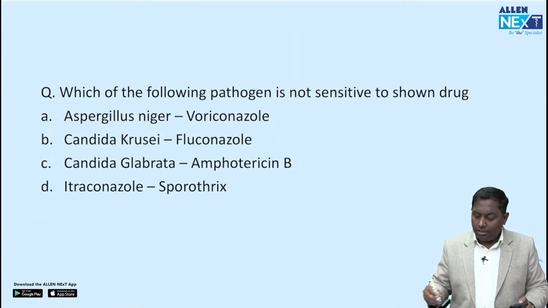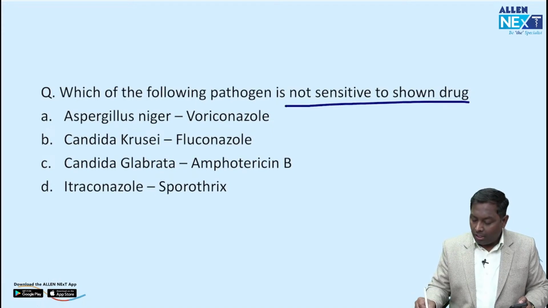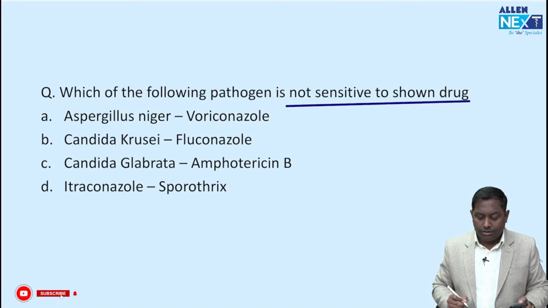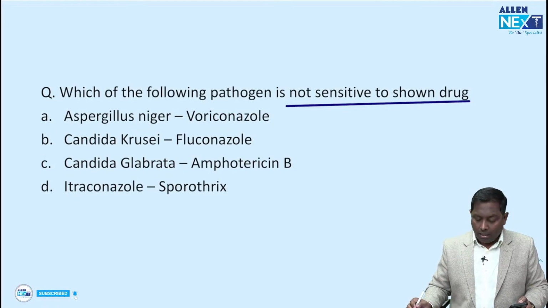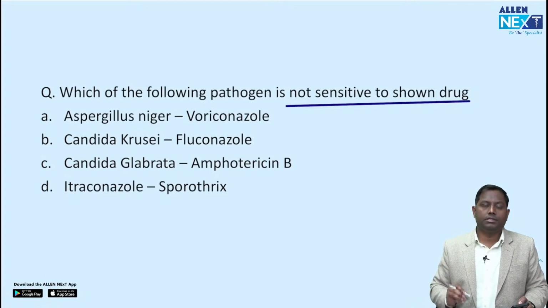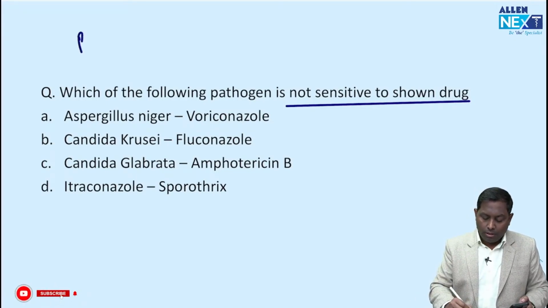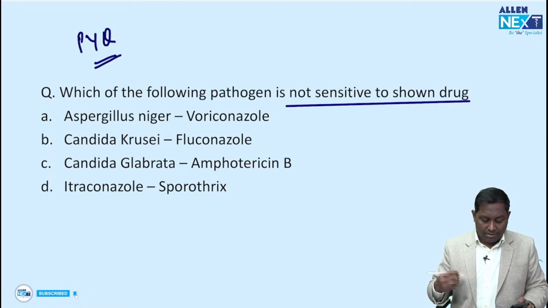Which of the following pathogens is not sensitive to the shown drug? So they have given different pathogens here like Aspergillus niger, Candida krusei, Candida glabrata, and itraconazole. This is a question directly taken from Goodman-Gilman, and this is a PYQ also. It's a previously asked question as well.